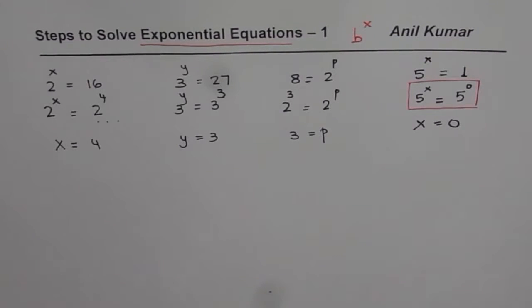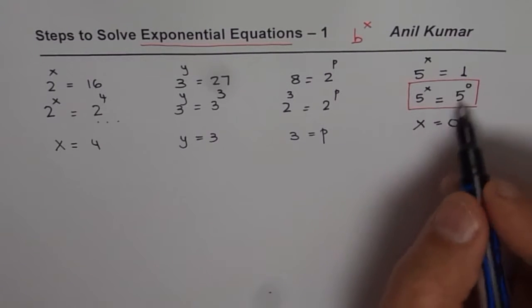So anything to the power of 0 is 1. Therefore, we could solve it like this, right? So I hope this gives you a fairly good idea of how to solve such equations. And there is a similar trick question here also.